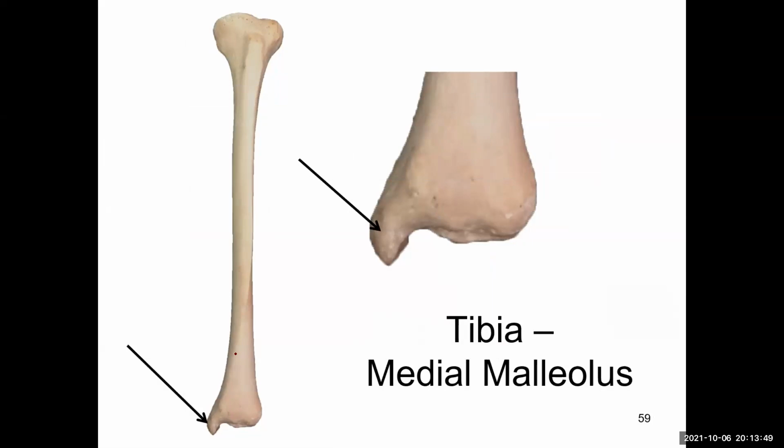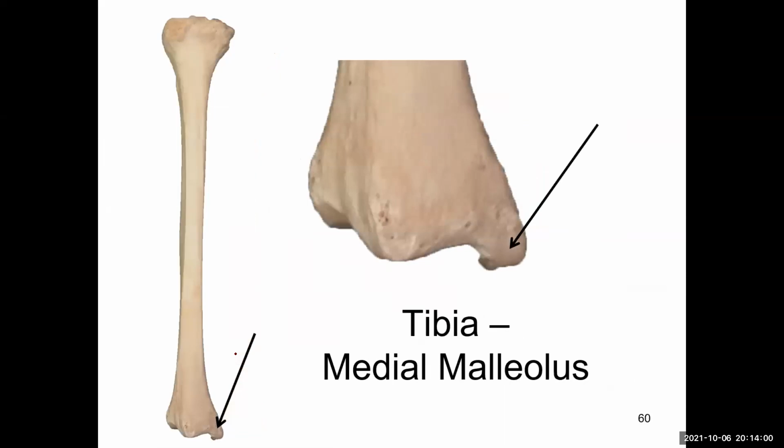Okay, down to the distal end. The only thing you need to know for the distal end is the medial malleolus. Okay, that's the nubbin at the far end. Here it is on the posterior view.